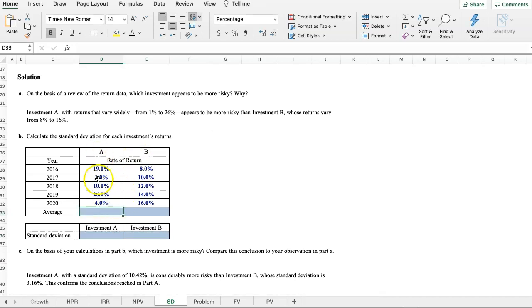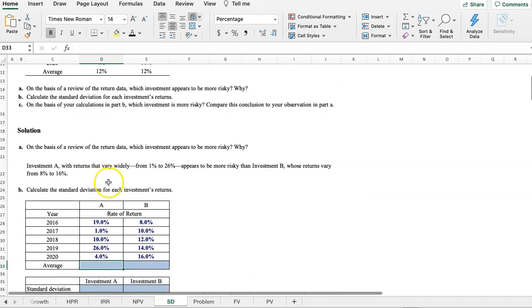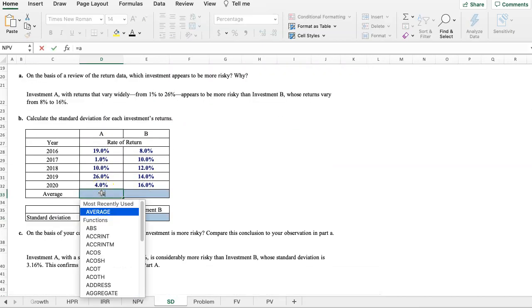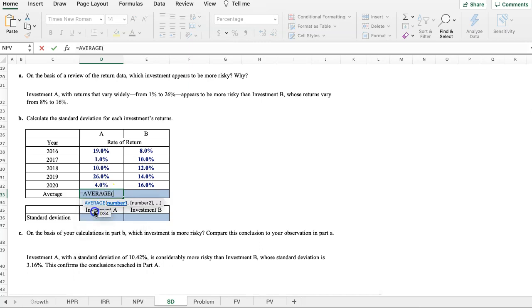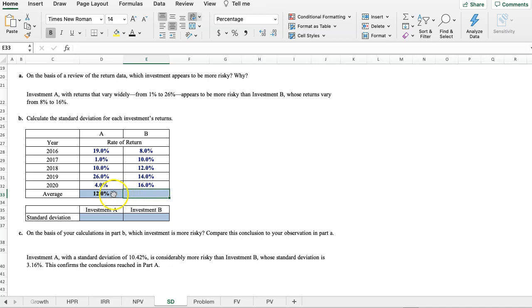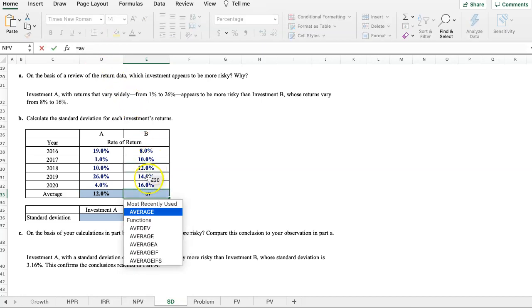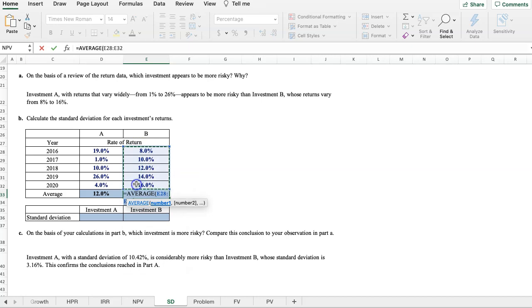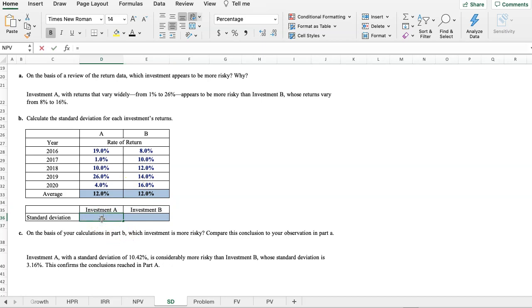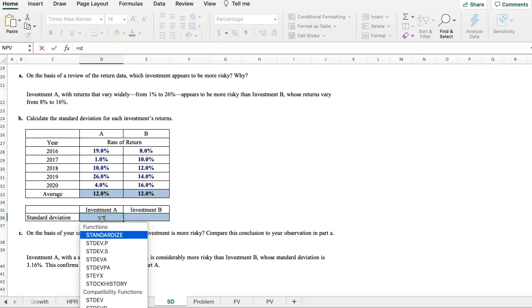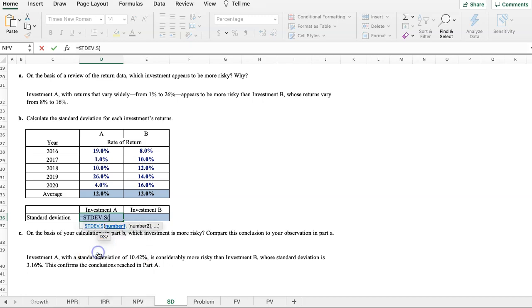First we want to find the average here. They are telling us the average is 12%, but we'll just throw in the average formula here. We'll highlight that range, close parentheses, and that's the average there. I can do the same over here, and drag this over to calculate it, getting that same formula. Or you can do it from scratch. You get 12% on both sides. Now for the standard deviation, I'm using the Excel standard deviation function, STDEV.S.